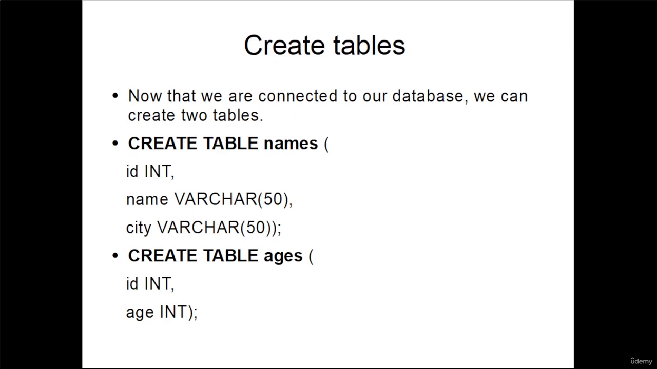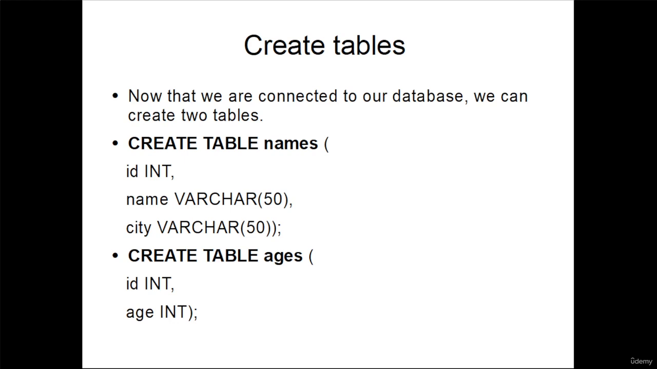Now that we are connected to our database, it is time to create two tables. A table is a structured way of organizing data, similar to a spreadsheet, but with much more control, flexibility, and efficiency. Each table consists of columns, also known as fields, and rows, which store the actual data. For this example, we are going to create two tables, names and ages. The first table, names, will store information about people, specifically their ID, name, and city. The second table, ages, will store their ID and age.